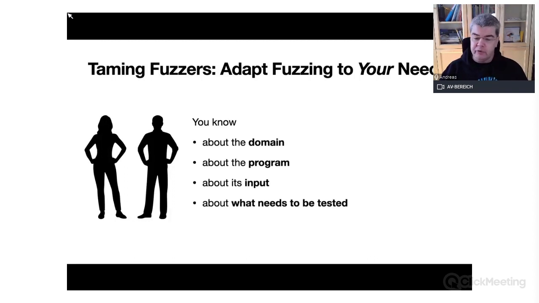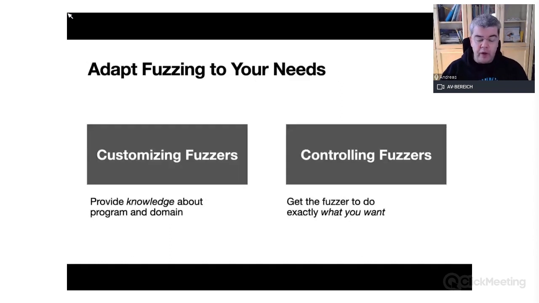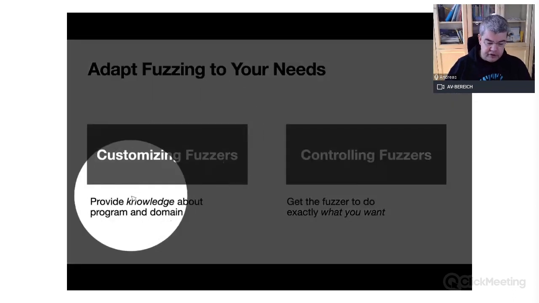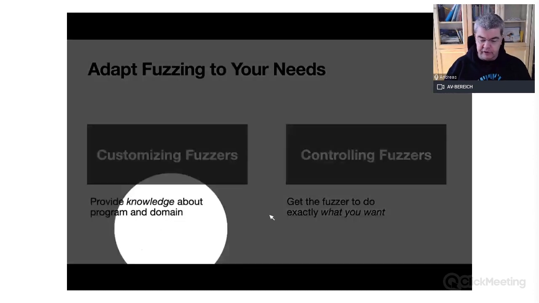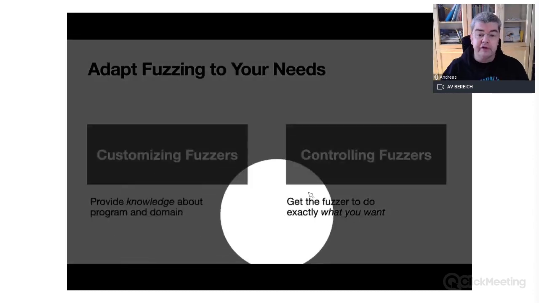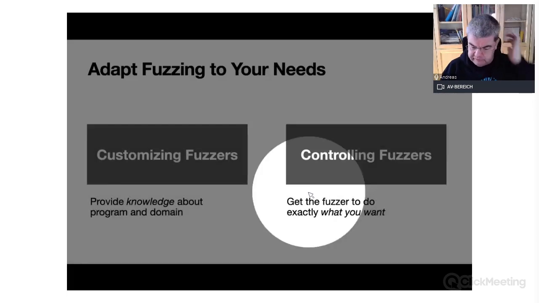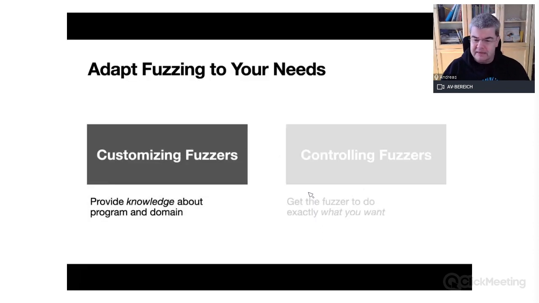And the question is, how do you control your fuzzer such that you can actually put in all the knowledge you need? So, in this talk, I'm going to talk about two things. One is customizing fuzzers, that is how to provide knowledge about the program and its domain. And the second part is controlling fuzzers, that is getting the fuzzer to do exactly what you want. We start with the first part, that is customizing fuzzers.